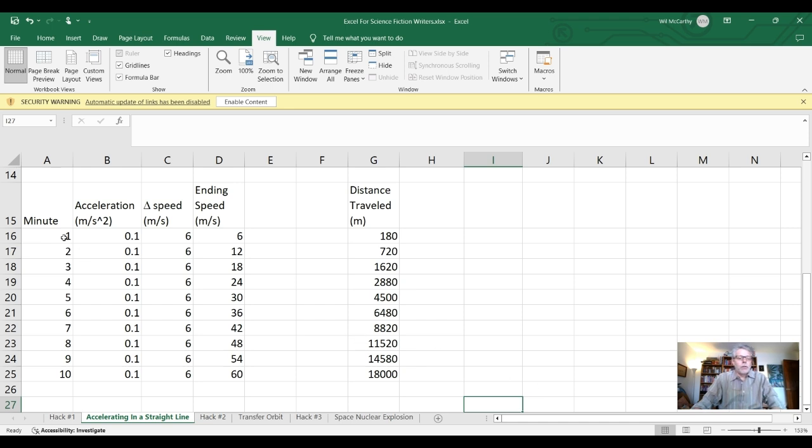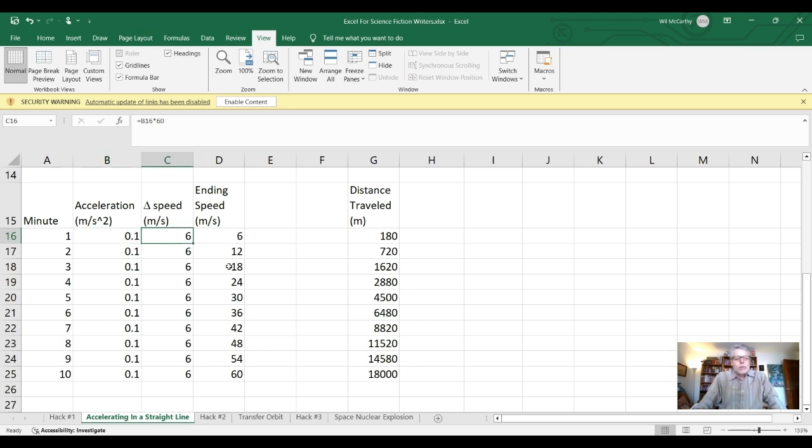If we have, instead of a spaceship, an astronaut in a spacesuit, maybe he's got a maneuvering unit that allows him to control the speed of the spacesuit. He's got jets on his back. So now, instead of measuring time in days, we're going to measure it in minutes. Instead of 10 days, we'll have 10 minutes. And instead of 1 meter per second squared, we'll have 0.1 meters per second squared. So a very small acceleration, well within the capability of a spacesuit jet.